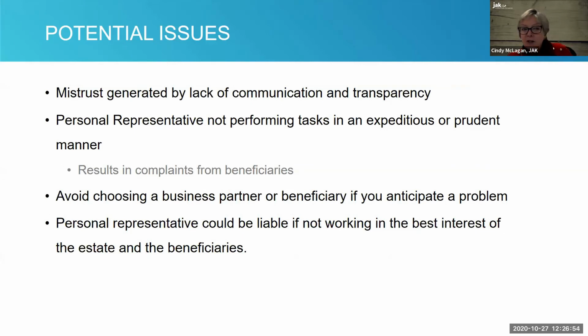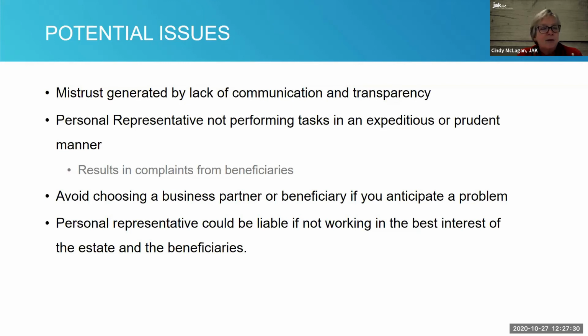So what are the potential issues? There's a lot of issues that can come up during the settling of an estate. You've written your will, you've chosen your personal rep, you've talked to your family, but maybe it's 10 years down the road and the personal rep has moved away, or there could be an issue where the beneficiaries feel mistrust towards the personal rep because they're not telling them things. They're not letting us know what's going on.